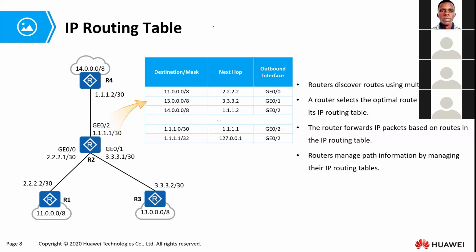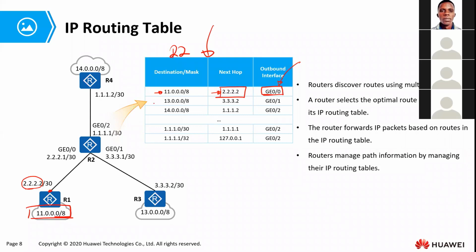Now, look at the routing table. In this case, we are looking at the routing table of router 2. So in router 2, this is the 11 network. It has that if you want to reach the 11 network, send your information to 2.2.2.2. See 2.2.2.2? That is the only way you reach the 11 network. And 2.2.2.2 is on interface gigabit Ethernet 0/0. We shall see why this interface is important.